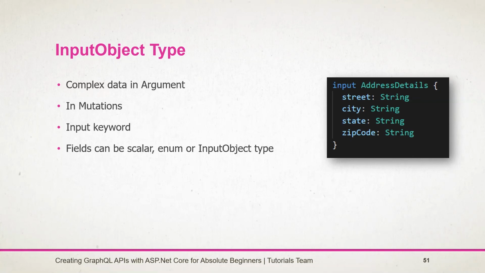Here is a simple example of the input object type. We need to use the input keyword for this, and specify all the fields related to the address with the proper field type. Here all fields are the string type.